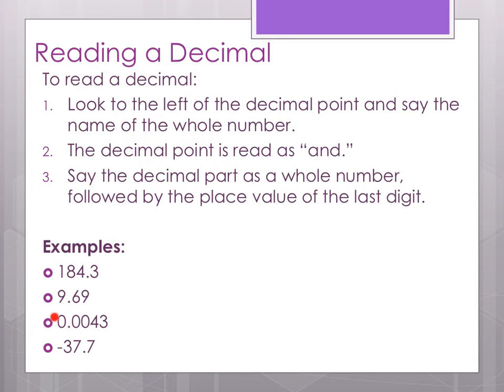In the third example, there's no whole number, so we won't say anything here. And that means we also won't say and. We won't say 0 and then the decimal part. We'll just start by reading the decimal part. Don't pay any attention to these leading zeros when we're reading the number. We would read this as 43, and then the last place value is 10 thousandths. So we would read this as 43 10,000ths, because it ends in the 10,000ths place. And here we have a negative number. We follow the same rules, we just say negative first. So this would be negative 37 and 7/10.